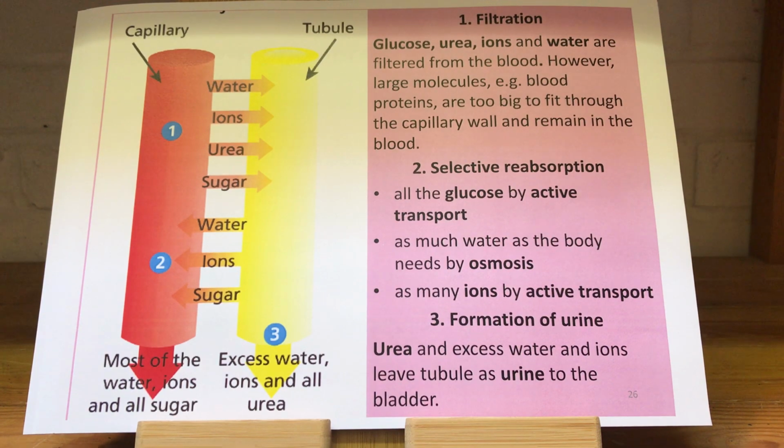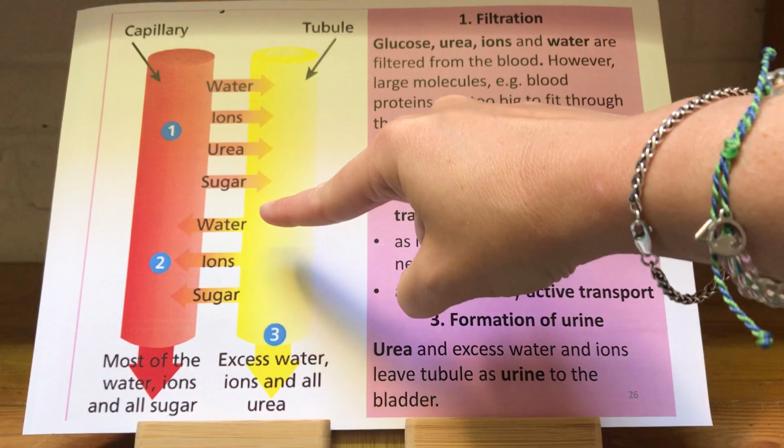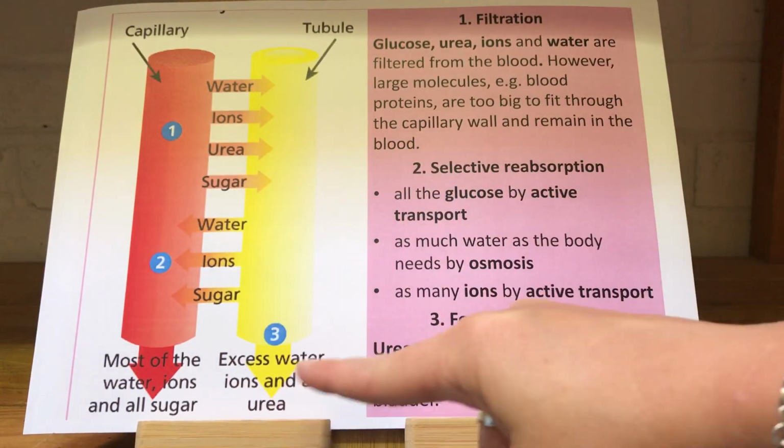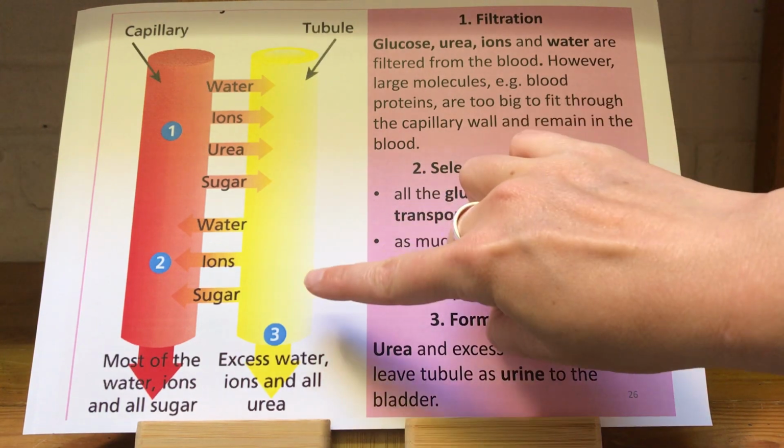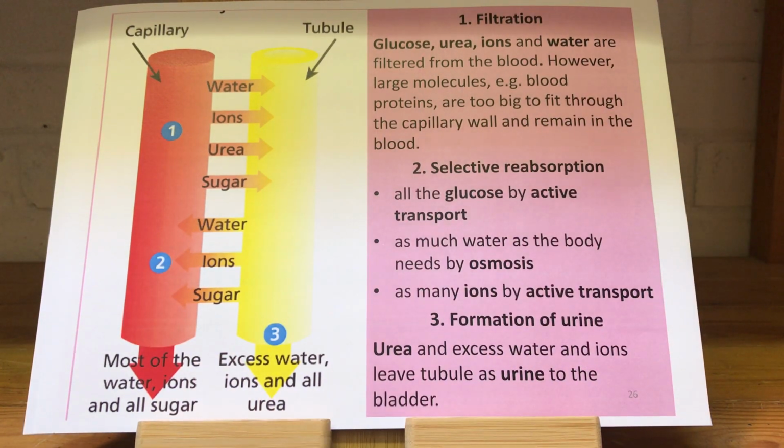Next thing that happens, selective reabsorption. We do not want any urea to go back into the blood. So all of the urea ends up down here. We'll talk about that in a second. All of the sugar is selectively reabsorbed back into the blood. Because it's all of it, it has to happen by active transport. The amount of ions that is the correct balance that we need, and the correct balance of water that we need, is also selectively reabsorbed back. Water by osmosis, obviously, and ions by active transport.